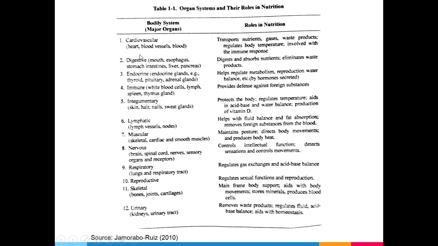For example, cardiovascular system, it is involved in the transport of nutrients, gases, waste products, regulation of body temperature, and involvement with the immune response. So, cardiovascular system is involved in the transport of nutrients from the digestive system to the rest of the organ systems. Kay naaman sa cardiovascular system ang dugo. Ang mga nutrients na adi sa dugo para mo travel siya all around the body kay siya ang mo distribute sa mga nutrients throughout the body.